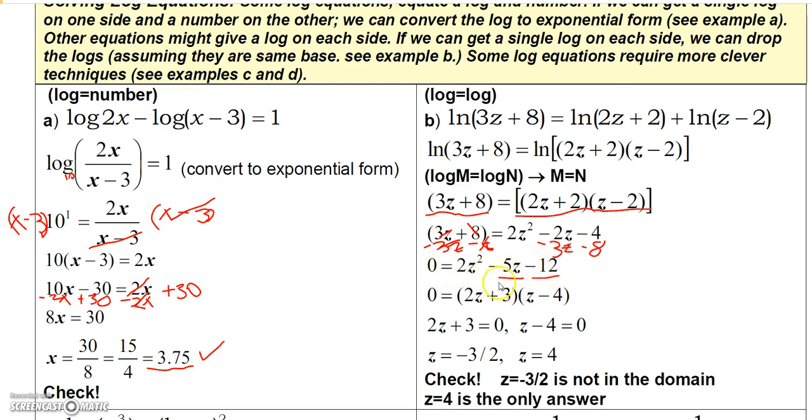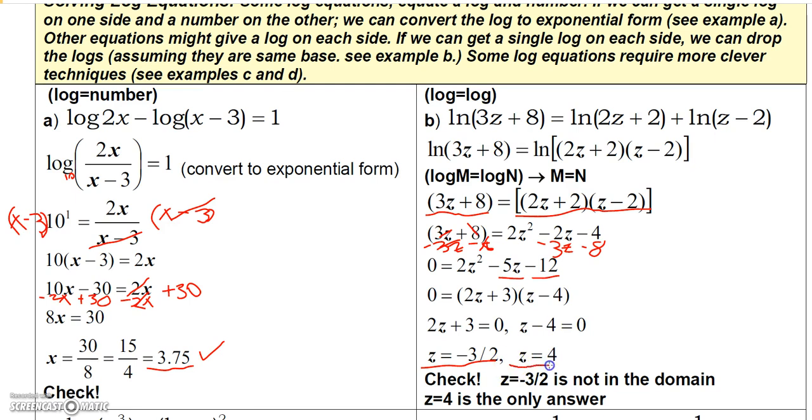Now to solve this, I can either use the quadratic formula, or I can factor it if it'll factor. And it turns out that this does factor into 2z plus 3 and z minus 4. If I set 2z plus 3 equal to 0 and solve that for z, I get z equals negative 3 halves. And if I set z minus 4 equal to 0 and solve for z, I get z equals 4.